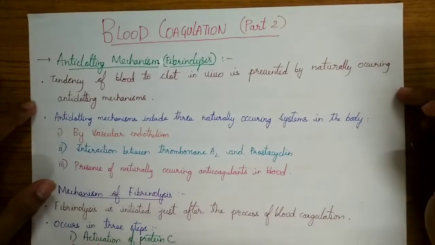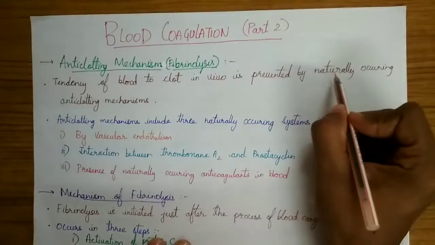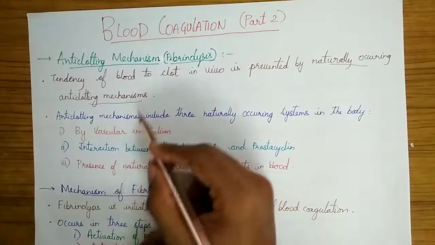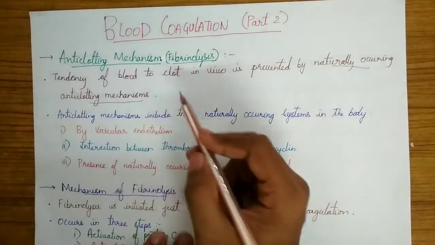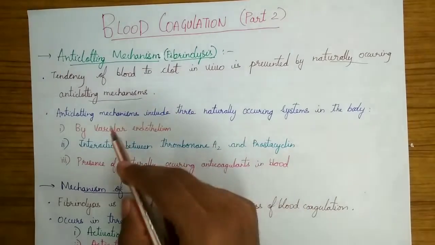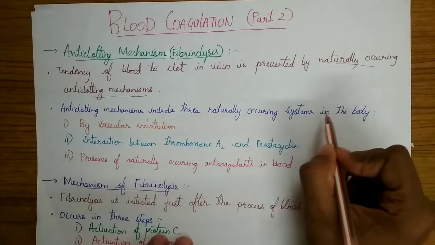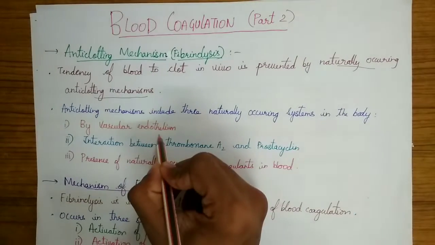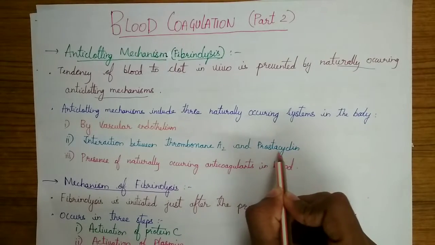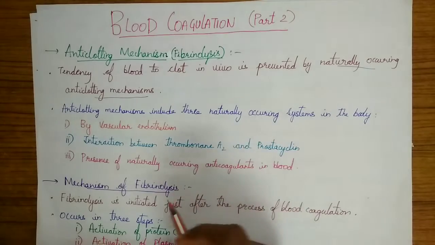So let's start. The tendency of the blood to clot in vivo is prevented by naturally occurring anti-clotting mechanisms. Therefore, these anti-clotting mechanisms are necessary to prevent those unnecessary clots. These anti-clotting mechanisms include three naturally occurring systems in the body: by vascular endothelium, by interaction between the thromboxane A2 and prostacyclin, and by the presence of naturally occurring anticoagulants in the blood.